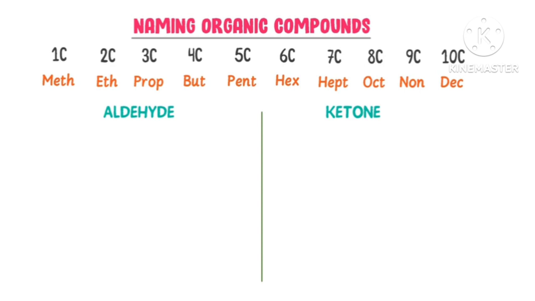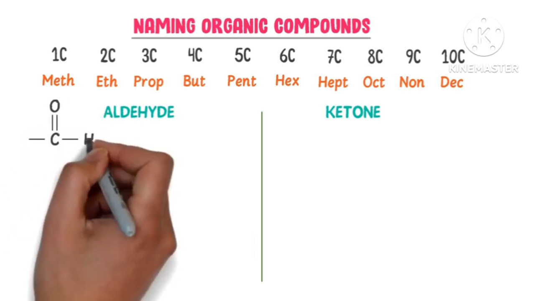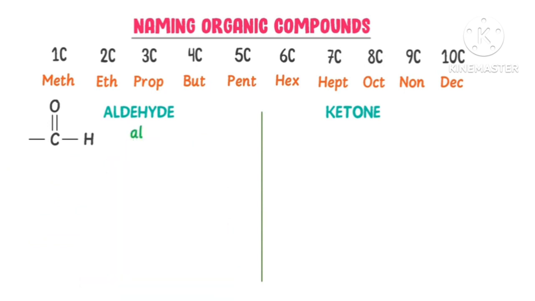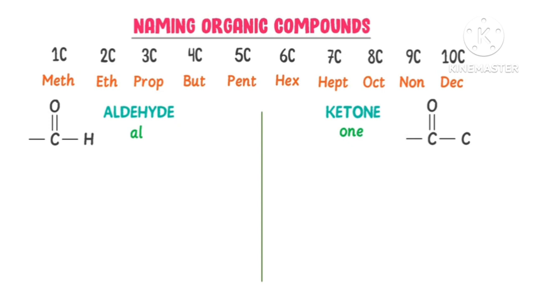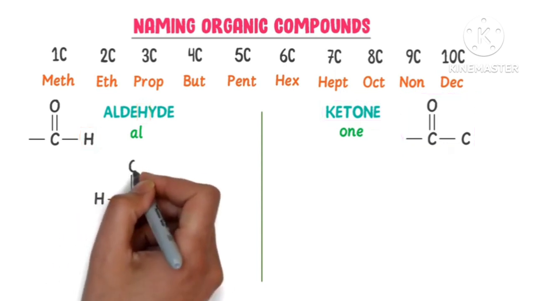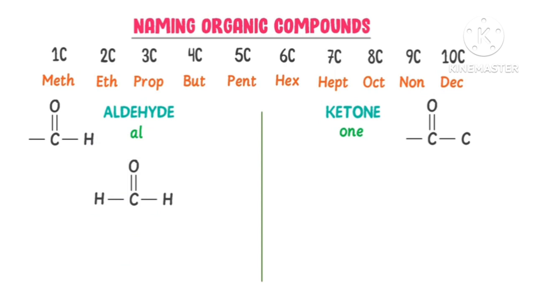The functional group of aldehyde is C double bond O single bond H and we use al for it, while the functional group of ketones is C double bond O single bond carbon. We use one for it. My personal mnemonic to remember these 2 functional groups is to remember the H in aldehyde and no H in ketones. It means there is hydrogen in the functional group of aldehyde and no hydrogen in the functional group of ketones. Consider 1 carbon atom and functional group of aldehyde is bonded to it.